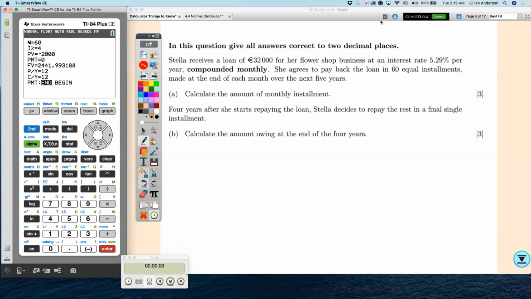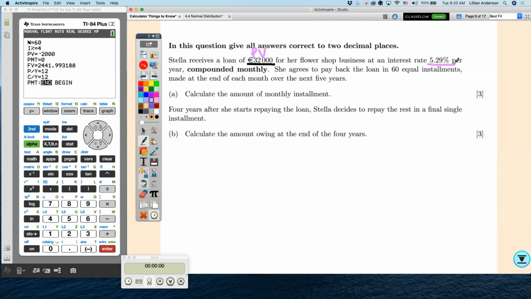All right, so Stella receives a loan of 32,000 euros for a flower shop business at an interest rate of 5.29% per year, compounded monthly. She agrees to pay back the loan in 60 equal installments made at the end of each month over the next 5 years. So everything you need to fill in the table or this information into the apps is given. She receives a loan. That represents what? Like what part in the apps? It represents your present value.